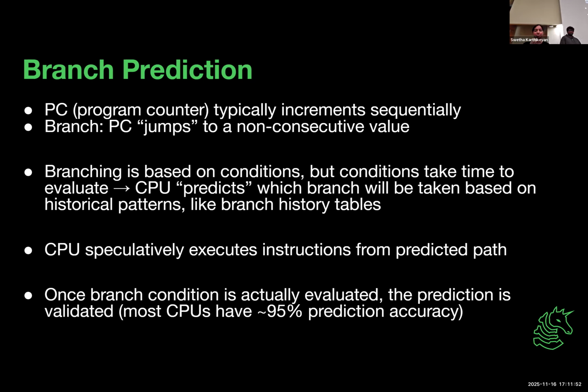Once the branch condition is actually evaluated, the prediction is validated afterwards. So say the CPU predicts that instruction A is going to lead to instruction B. Once the actual instruction A has been fully executed, we're going to see if that prediction was correct. And most industry standard CPUs have 95% or higher prediction accuracy.